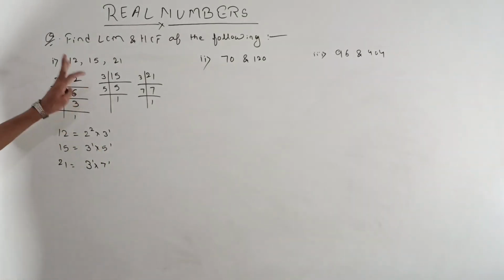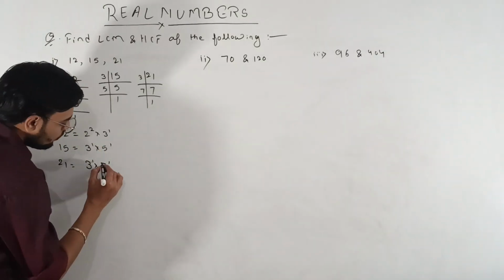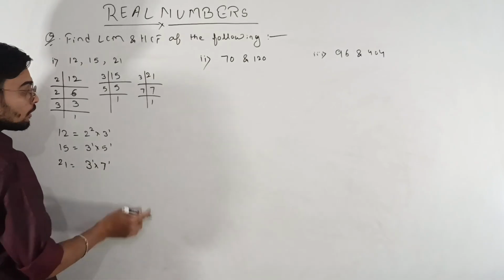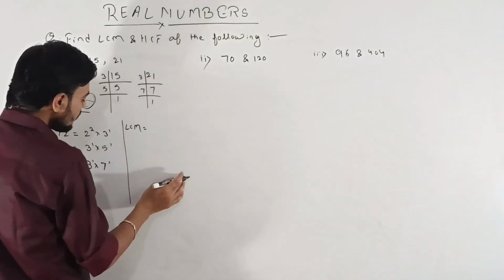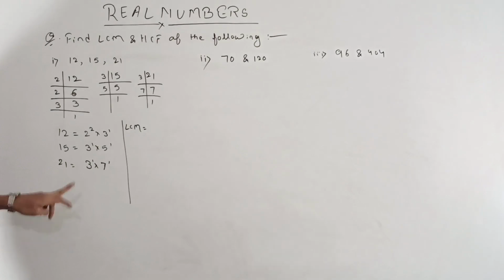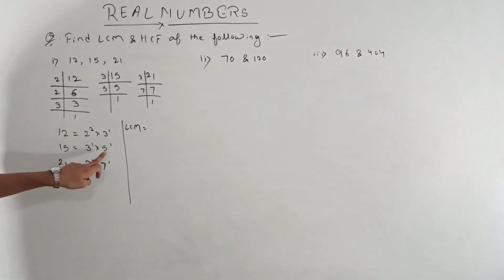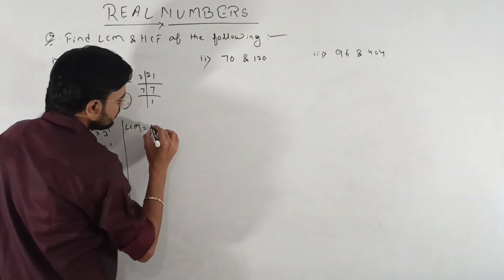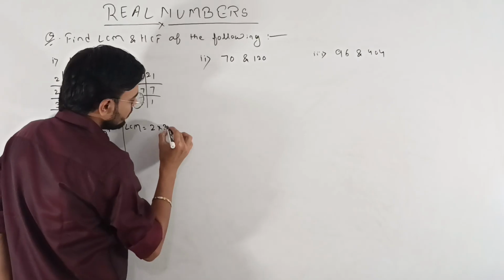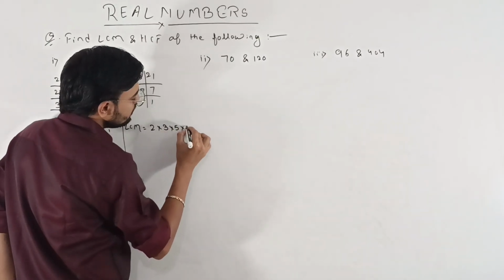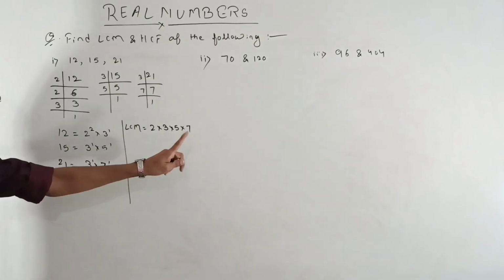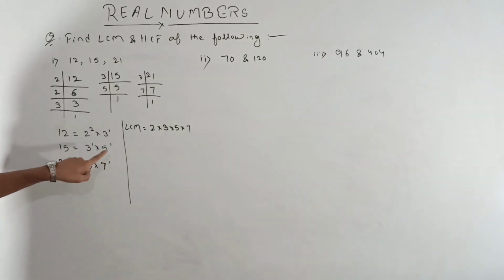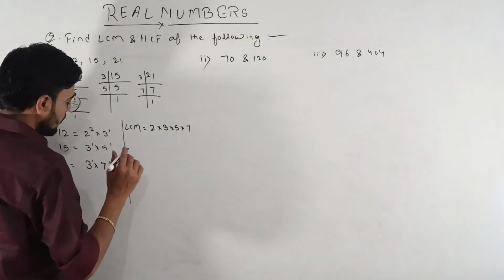Okay, now LCM and HCF. For LCM, what do we do? Highest power. For LCM we take the highest power. First I write all the numbers: 2, 3, 5 and 7. We have 2, we have 3, we have 5 and we have 7. Now for LCM, we take the highest power of all these numbers. Highest power of 2 is 2. This is the highest power.